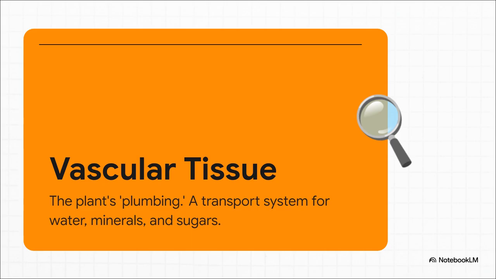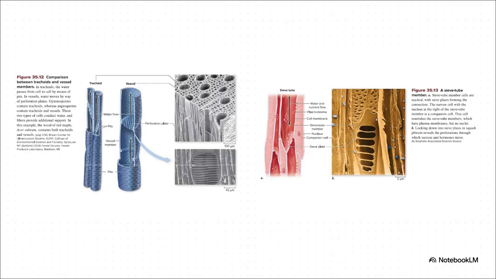And finally, our third system, the vascular tissue. This is the plant's intricate plumbing system. It's this incredible network of tubes that runs all the way through the plant, connecting the deepest roots to the highest leaves. This plumbing basically has two main pipes.